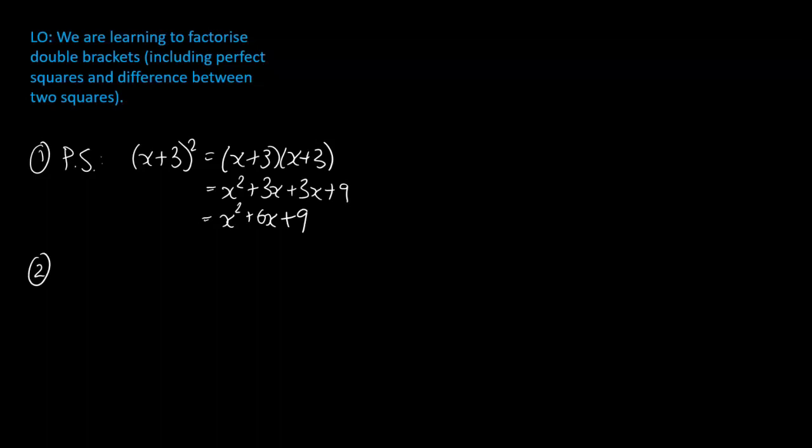The second one we need to focus on is the difference between two squares. That was when it looked like this, (x - 4)(x + 4). So we had plus and minus of the same number. When we expanded that, we had x squared plus 4x minus 4x minus 16, and that came to x squared minus 16. So that was a quick recap. Today we're going to learn how to factorize all of those.